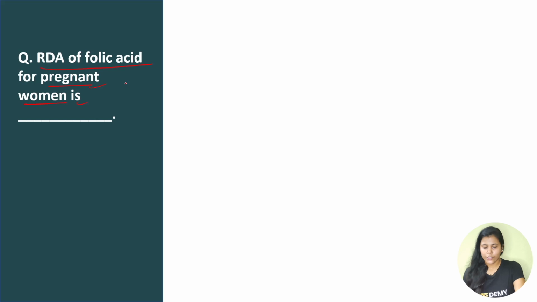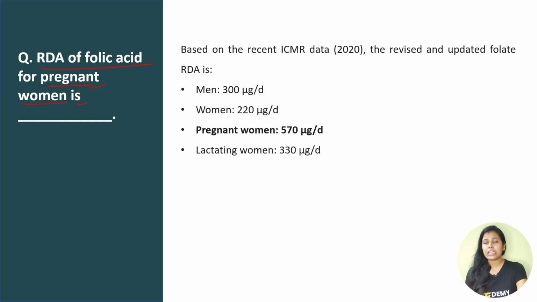So what is the RDA? The question has asked about it. Let us see as per the latest data of ICMR 2020. The RDA for a pregnant woman is 570 micrograms per day. So that will be our correct answer over here.